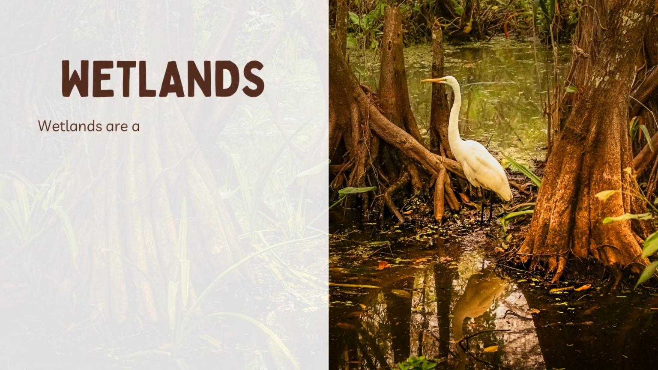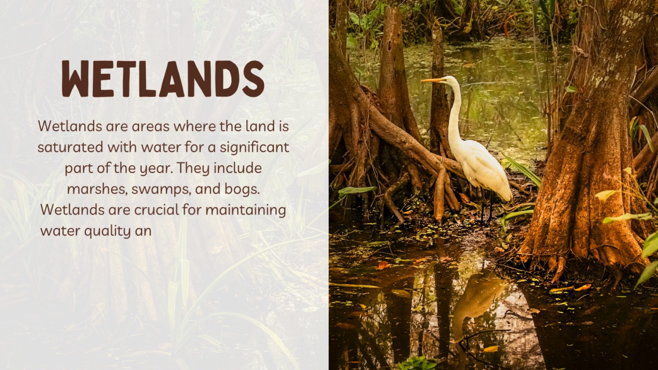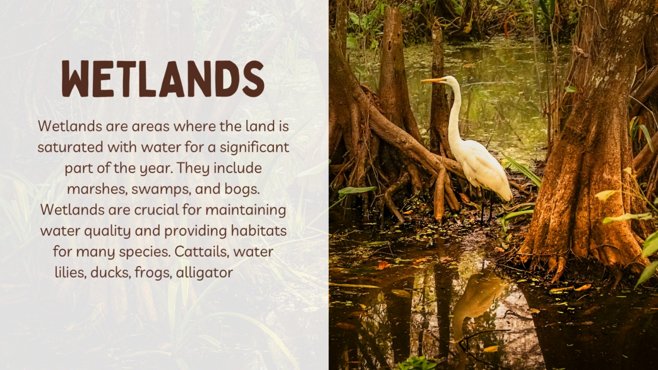Wetlands. Wetlands are areas where the land is saturated with water for a significant part of the year. They include marshes, swamps, and bogs. Wetlands are crucial for maintaining water quality and providing habitats for many species. Cattails, water lilies, ducks, frogs, alligators, and various bird species depend on wetlands for food and shelter.